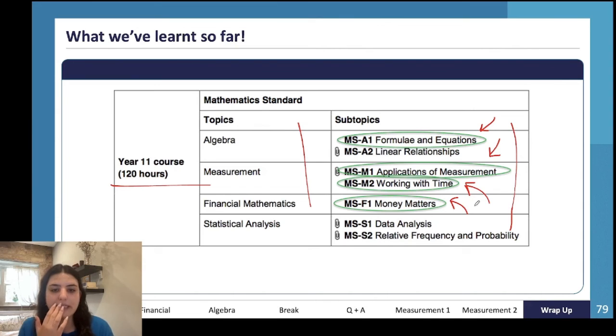So you'll see that we didn't touch anything from statistical analysis. That has 2 elements, data analysis and relative frequency and probability. But the only other thing that we didn't touch from algebra was linear relationships. We looked at the only unit from financial, which is money matters. There's obviously other aspects to it. So we have earning and managing money, and we have budgeting and household expenses, but we didn't look at that today. And then within these is obviously other subtopics, but we did do a decent amount of what we have for year 11.